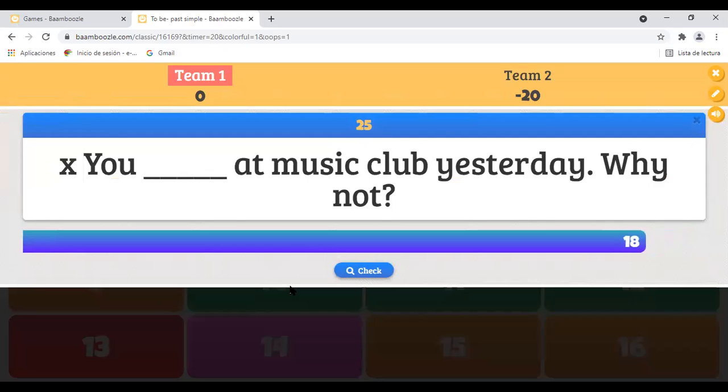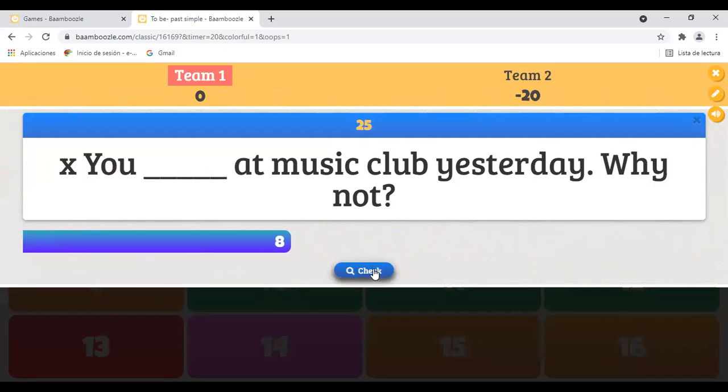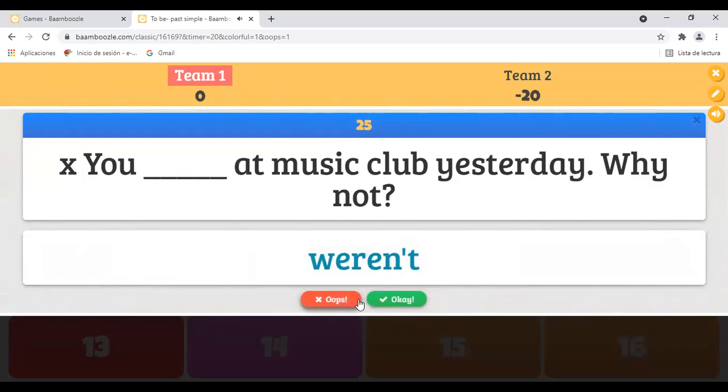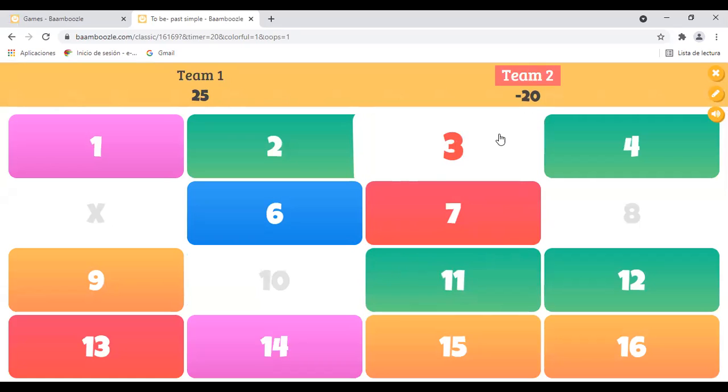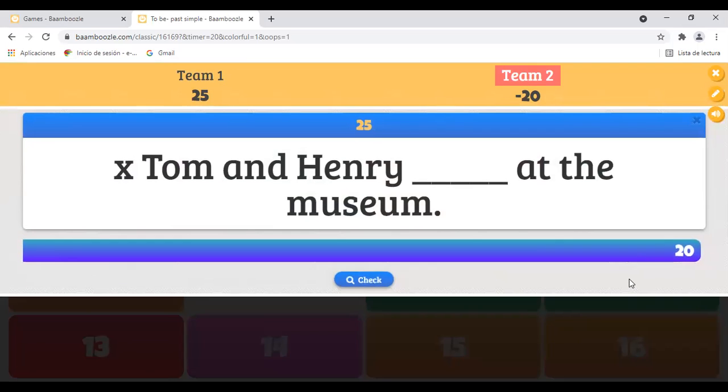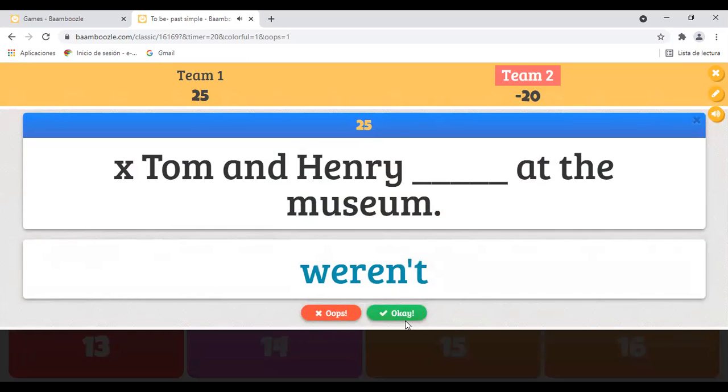Okay. You at music club yesterday, why not? Was or weren't? Weren't. Okay. And you are correct. Okay, boys, your opportunity. Tell me a number. 12. 12, okay. Tom and Henry at the museum. Where? Okay. And yeah, you were okay.